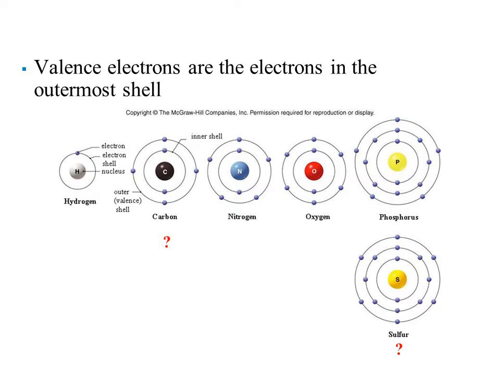The next term you will learn is valence electrons. These are the electrons that are located in the outermost shell of that element. So carbon has 1, 2, 3, 4 electrons in its outer shell. So therefore the valence electron would be 4. Sulfur has 1, 2, 3, 4, 5, 6. So the valence electron for sulfur would be 6.